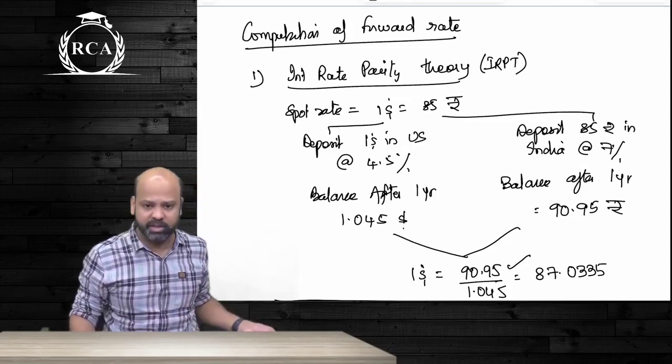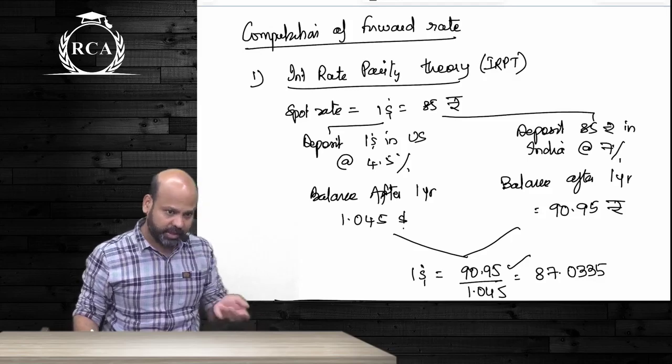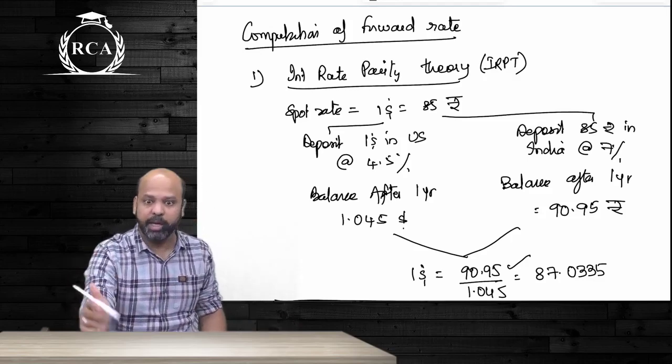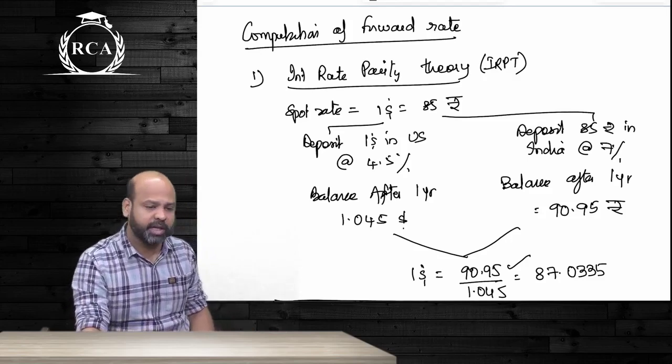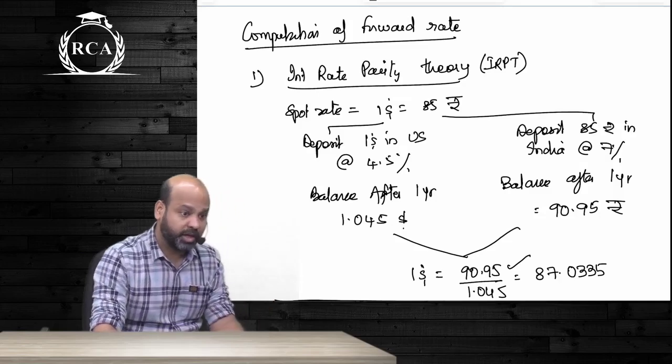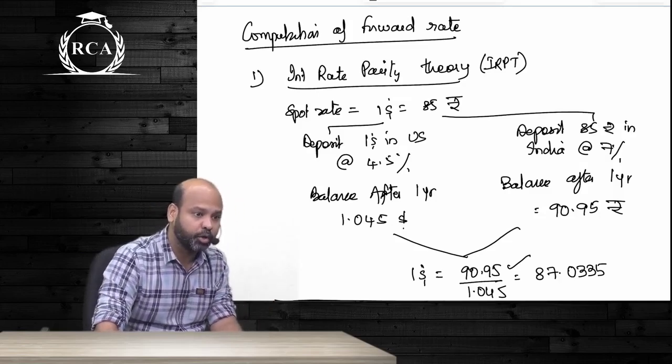RBI intervenes as such, guys. They will try to offload dollars. They did that last week, I mean this week, in the open market. They did open market operations, beta. They're offloading dollars. In spite of that, imagine, beta, that the decline was restricted. If they had not done that, beta, it would have been even worse.